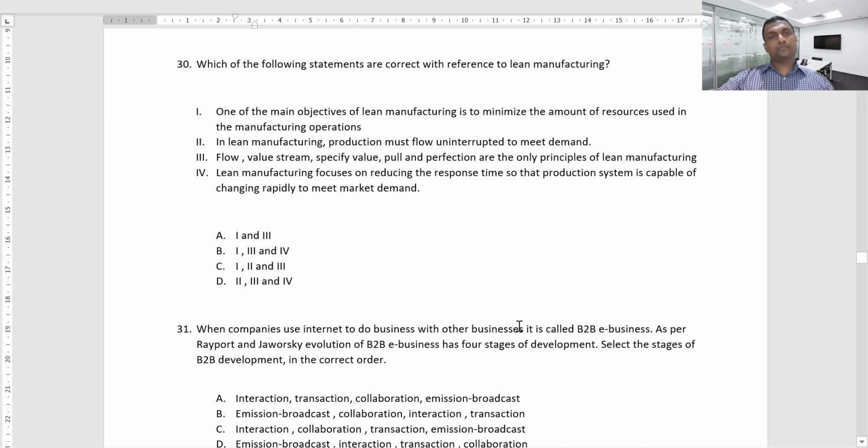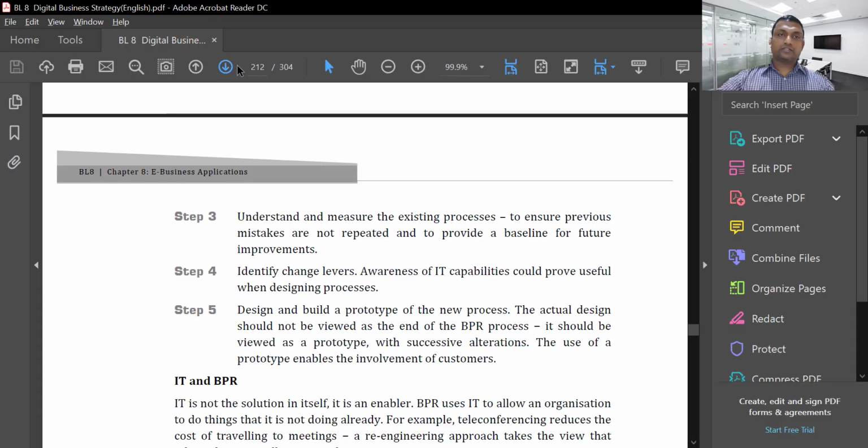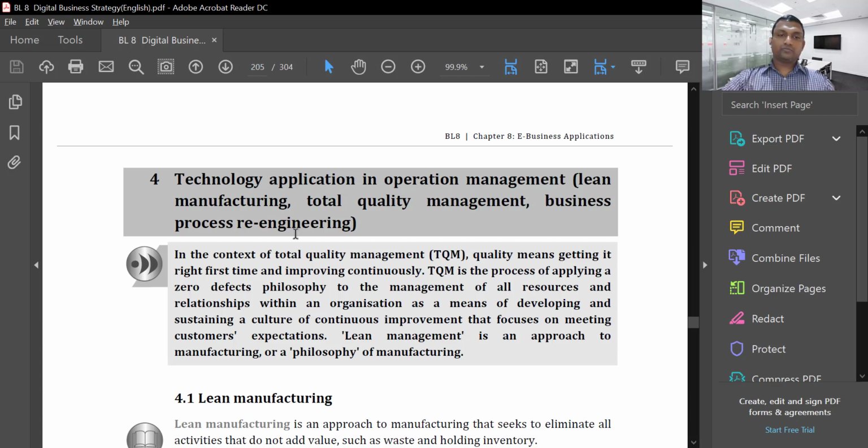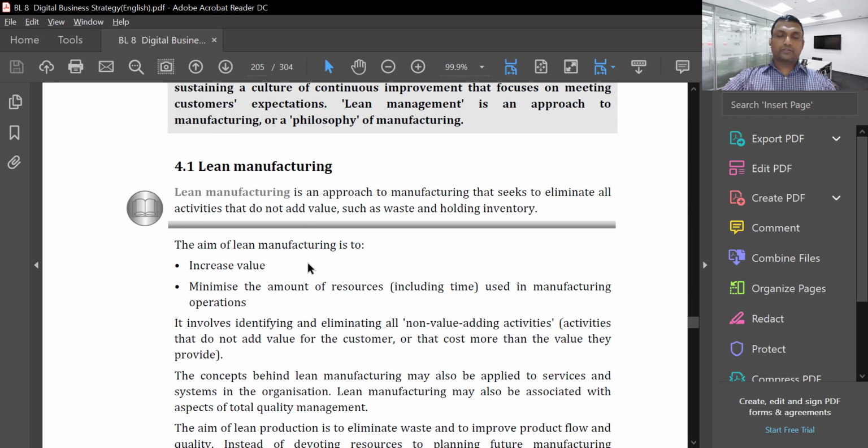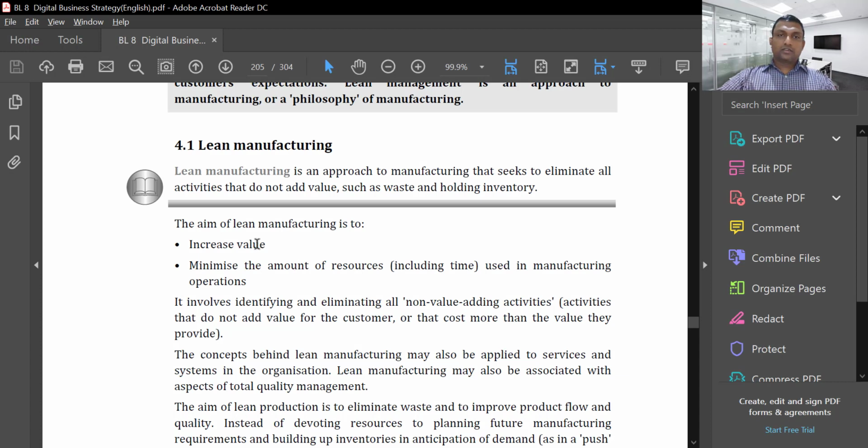Question number 30. Which of the following statements are correct with reference to lean manufacturing? So lean manufacturing is also a performance optimization method used by a lot of organizations. So if we look at how lean manufacturing happens, we can see how it is discussed in the book. So this is lean manufacturing. So let's have a little look at what this is all about.